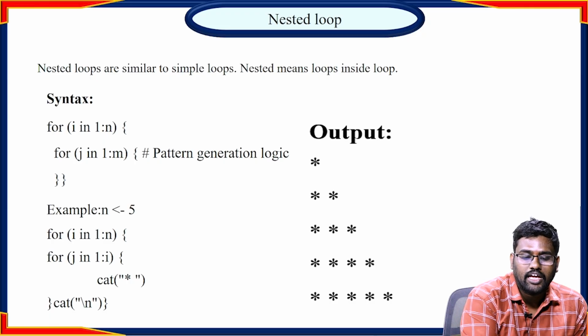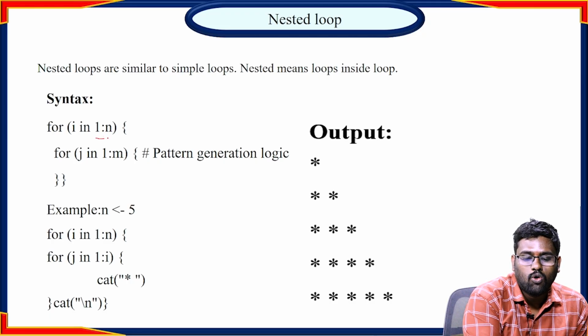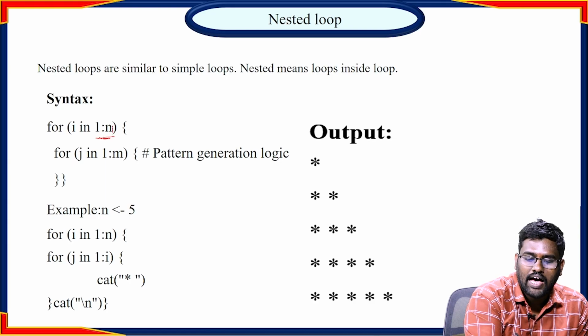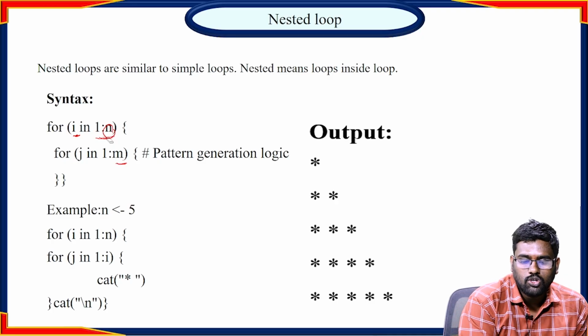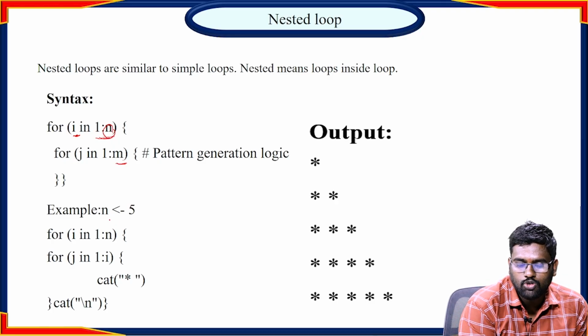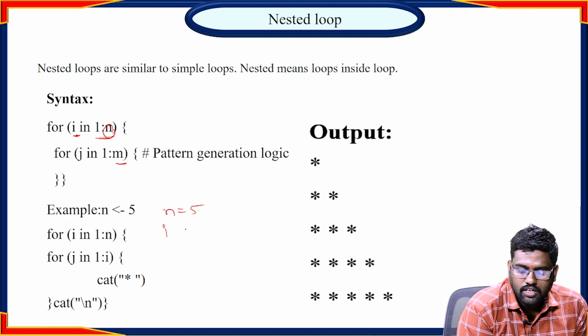So for that I take for i in 1:n. Here n is whatever value we assign. And for j in 1:m, this m is based on our i value, so it has to be iterated up to the i condition. For this, I take an example as n equal to 5. So n is 5. For i in 1:5.